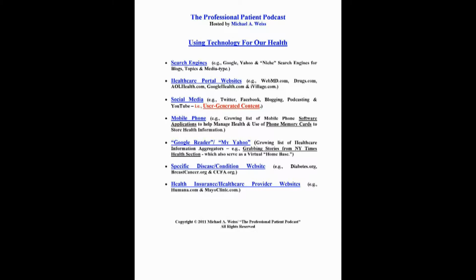Then we have healthcare portal websites. I'll give some examples: WebMD, Drugs.com, AOL Health, iVillage.com. Now, these are sites that ask you to trust them. You go there, you give them your information, really a lot of personal information, and you're showing them that you trust them, and then they go out and get any and all information that you need or want related to your particular illness. These are probably one of the fastest growing areas of technology tools available to people trying to use technology for their health.